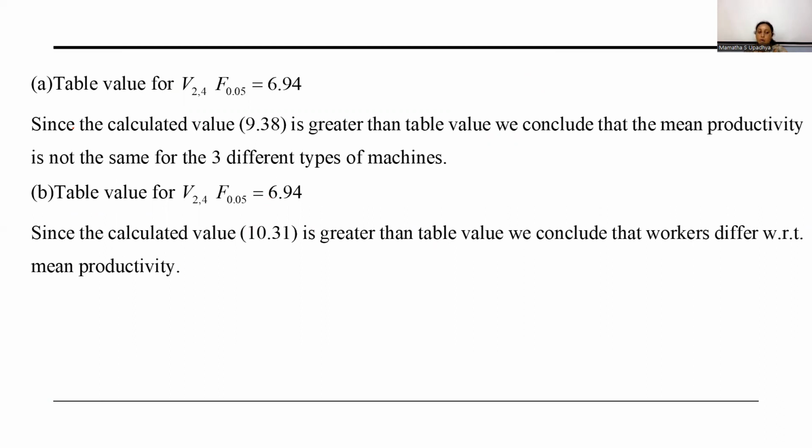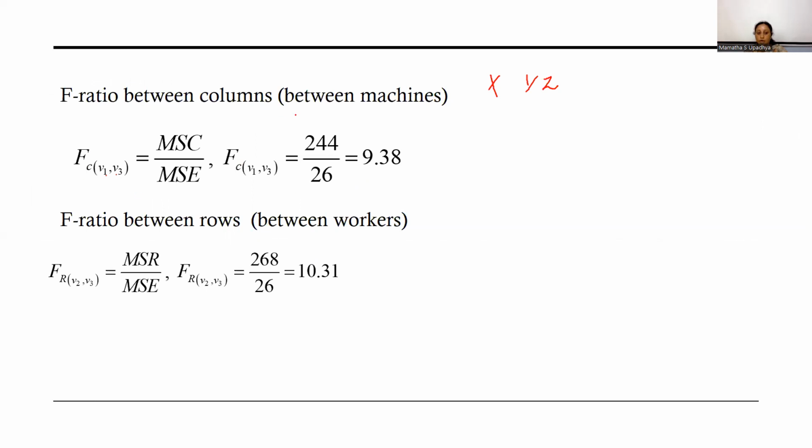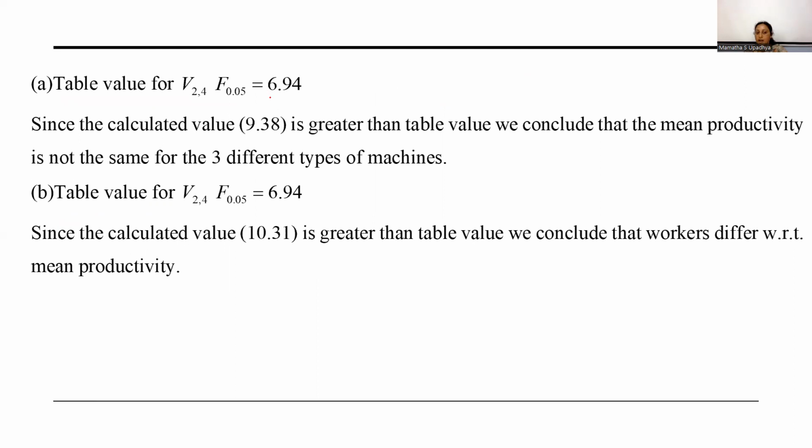So now let us see how we can conclude the result. Since our calculated value for between the machine types, whether there exists a significant difference in the mean productivity of the machines, is 9.38, but what is our table value? The standard value is 6.94. So the calculated value is greater than 6.94. Therefore, we conclude the null hypothesis is rejected, because the calculated value is greater than the standard value. So that is why we conclude that the mean productivity is not the same for the three different types of machine. The mean productivity among the machines varies.